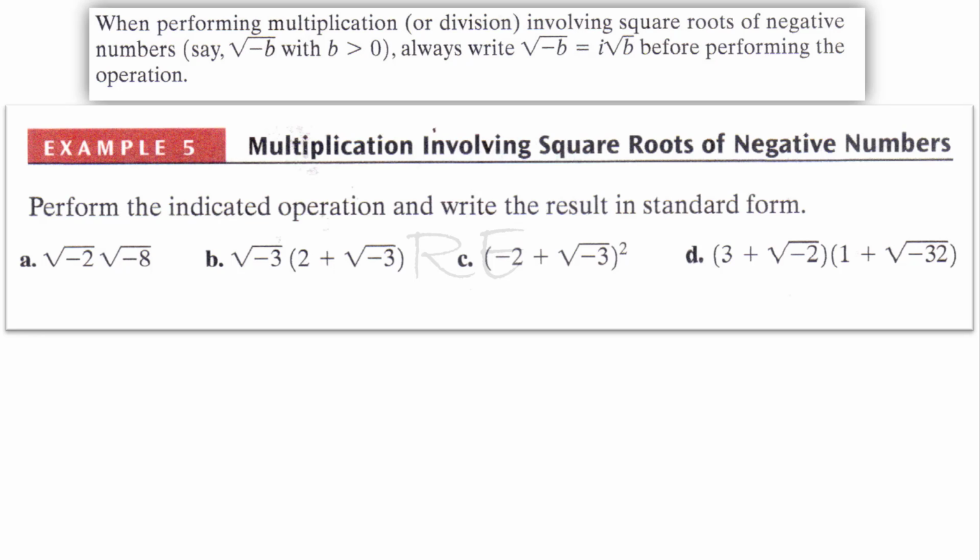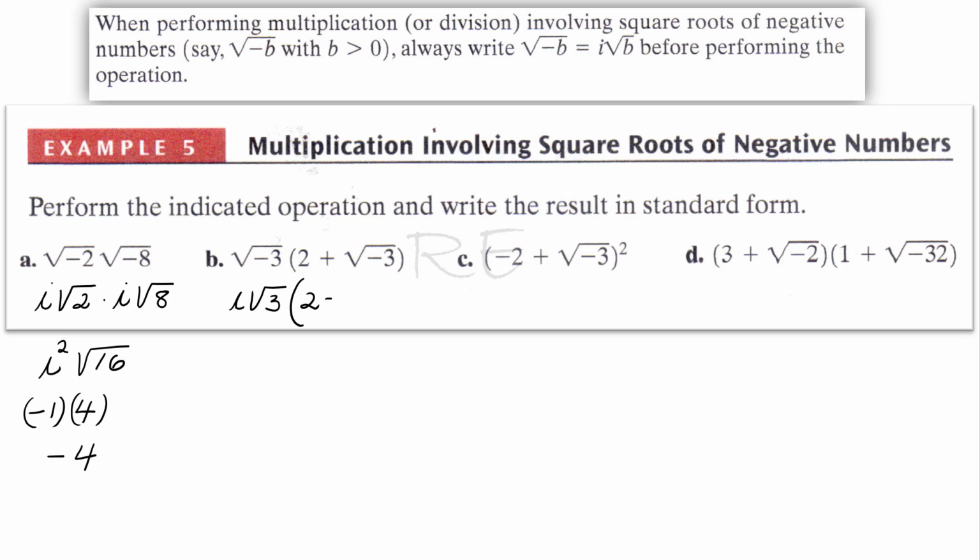Square root of negative 2 times square root of negative 8. Square root of negative 2 is i square root of 2, and square root of negative 8 is i square root of 8. i times i is i squared, and 2 times 8 is 16, so i squared square root of 16. i squared is negative 1, and square root of 16 is 4. The answer is negative 4.